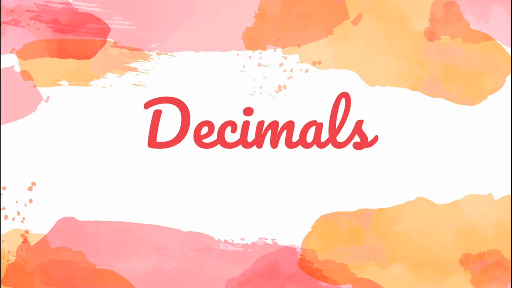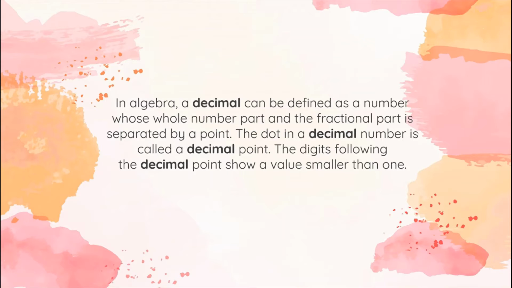Good day, students. Today we are going to learn another math lesson, and that is decimals. But before that, let us identify what a decimal is. In algebra, a decimal can be defined as a number whose whole number part and fractional part are separated by a point. The dot in a decimal number is called a decimal point. The digits following the decimal point show a value smaller than 1.